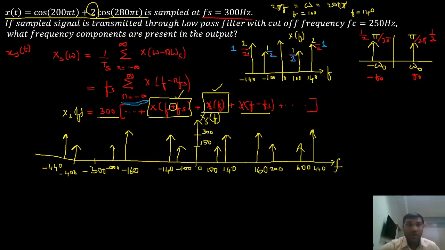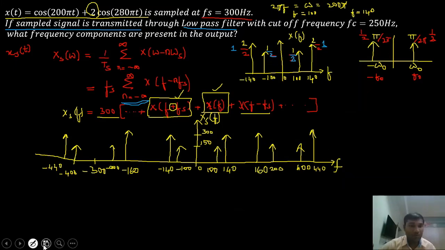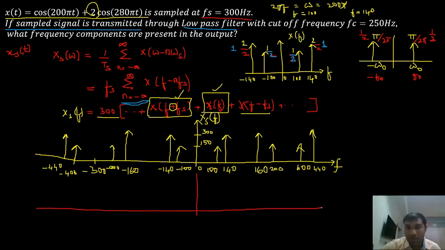Now what did they ask in the question? If the sampled signal is transmitted through a low pass filter, now they are sending this xs of f through a low pass filter which has a cutoff frequency of fc. How does the Fourier transform of a low pass filter look like? It looks something like this. They are saying it has a cutoff frequency of 250 Hertz.